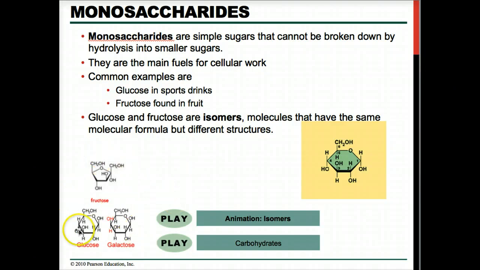Some common monosaccharides that you should be familiar with are, here's your fructose again, which we said is found in fruits. Here's a structure of a glucose and a structure of a galactose. You do not need to memorize the actual structure. You should be able to look at this and tell me, oh, that's a monosaccharide. You don't need to tell me which one it is. You know it's a monosaccharide because you only see one sugar here. But you should be able to at least list these common examples of monosaccharides. And there are some animations here with more on isomers and additional information about carbohydrates.